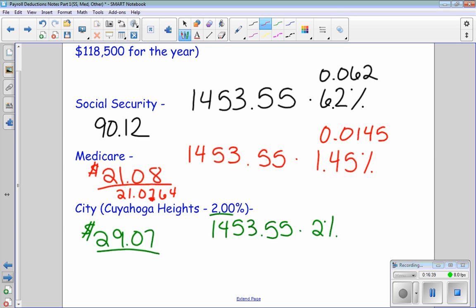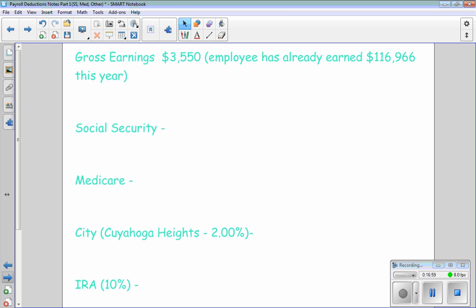One thing we need to get better at on tests and quizzes is putting a dollar sign and circling and underlining our answers. We're talking about money here. You need dollar signs. One more example, and then we'll be done.